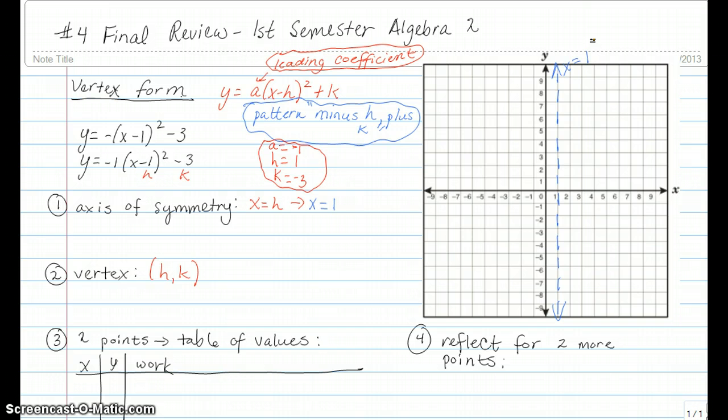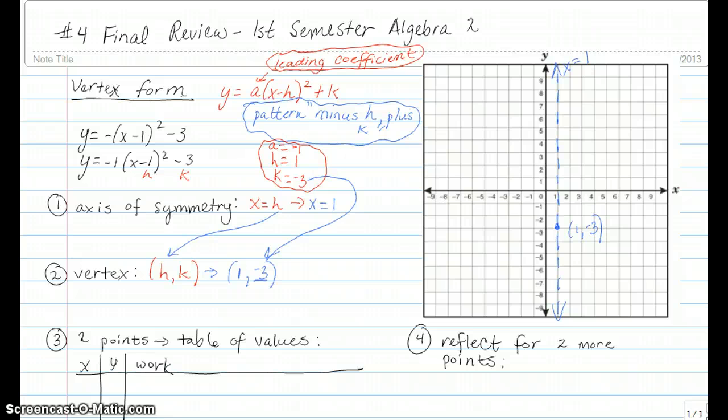Now we also know that for the vertex, the h value is going to just come over, which happens to be 1. So for your vertex, you're going to put in 1 for your x-coordinate, and you need to find your y-coordinate, which is your k value. So then we look at the k value. Oh, here's the k value right here, negative 3. And so it's 1, negative 3. So 1, negative 3 is our vertex. Okay, so we have 1 of the 5 points.